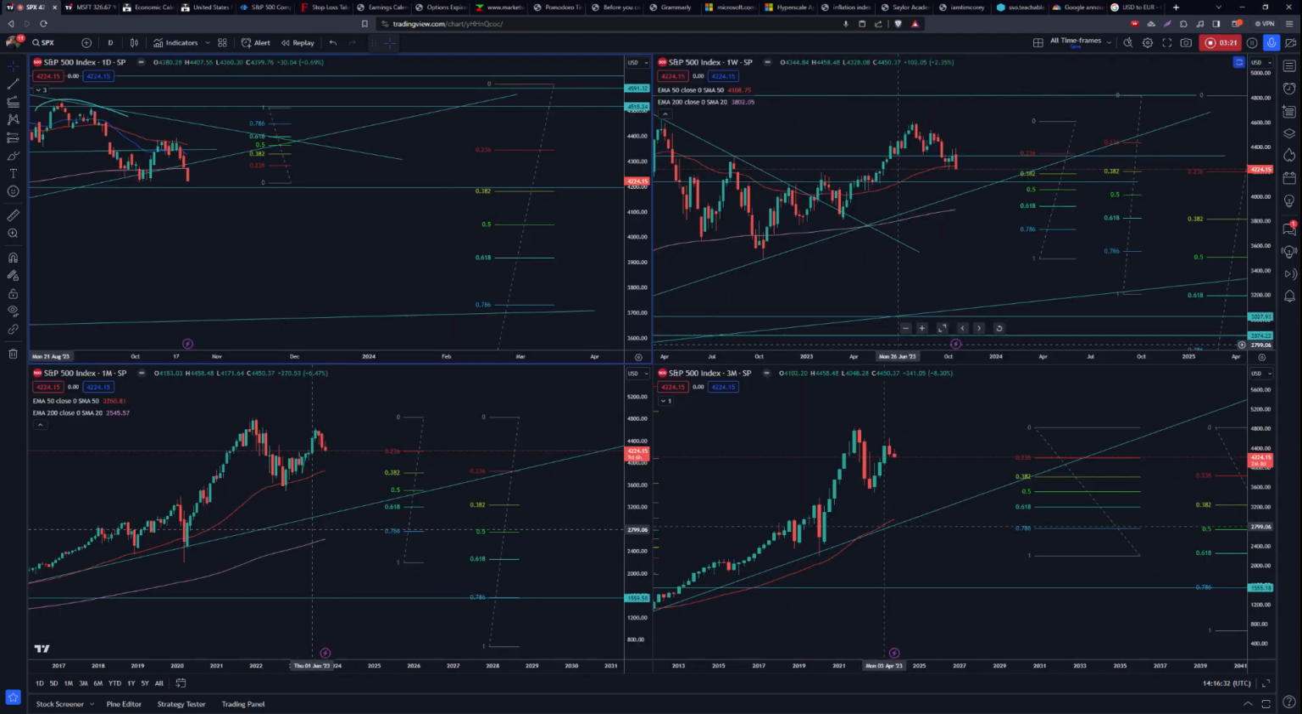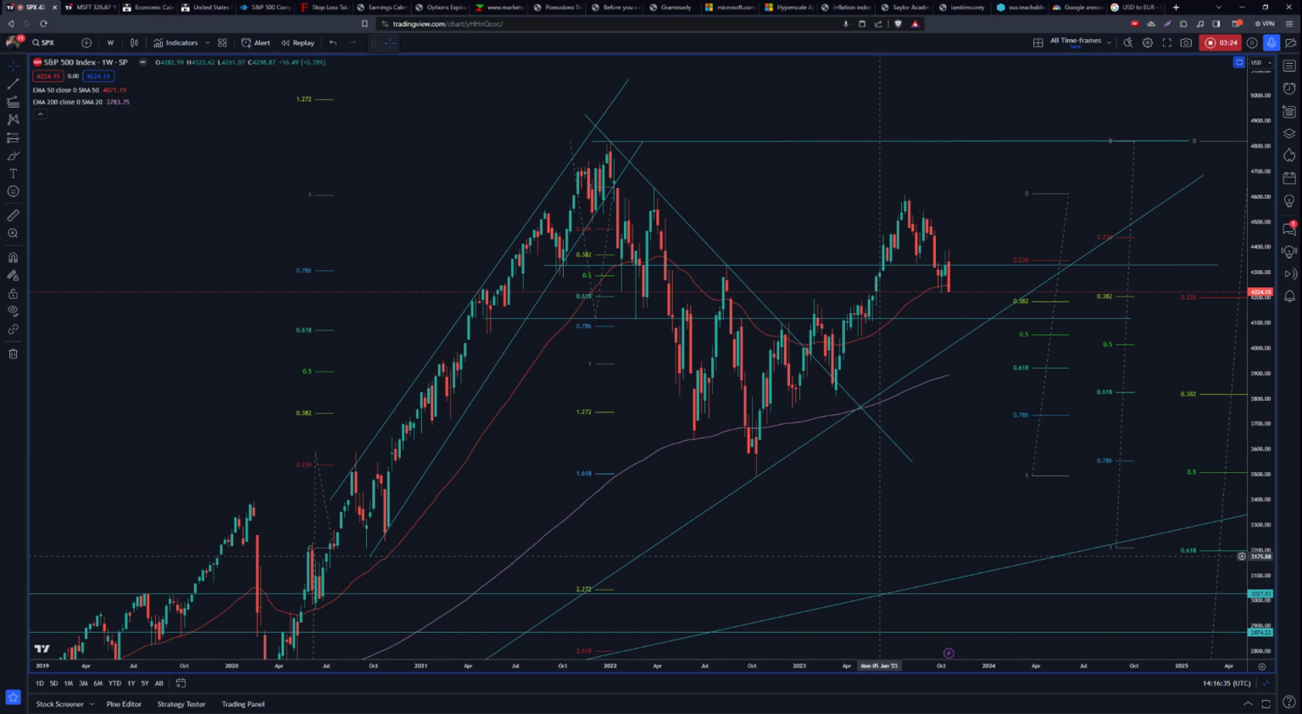Let's have a look at the weekly chart to see if that confirms this story. On the weekly chart, yes, we can see that there is a lower low and a lower high, but the weekly chart is actually still showing the continuation of this bullish run, which started from the bottom of 2022 around 3,500. So until we see a break below the 0.618 FIB retracement, the weekly chart is pretty much still in a bullish run.